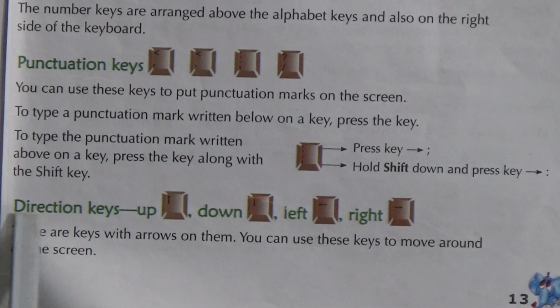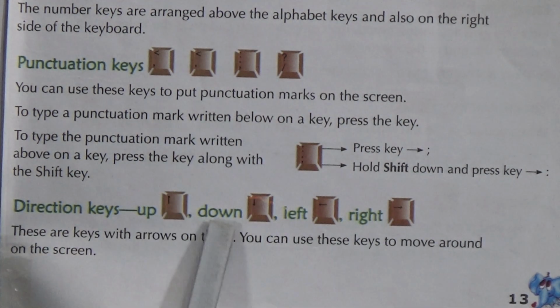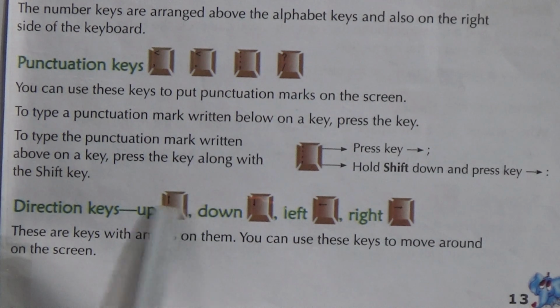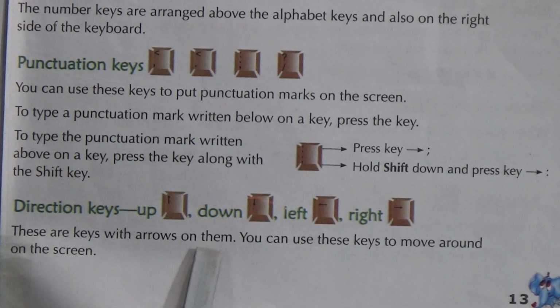Next is the direction keys: up, down, left and right. These keys have arrows showing the directions. You can use these keys to move around on the screen. You can also move the cursor when you write with these arrow keys or direction keys.